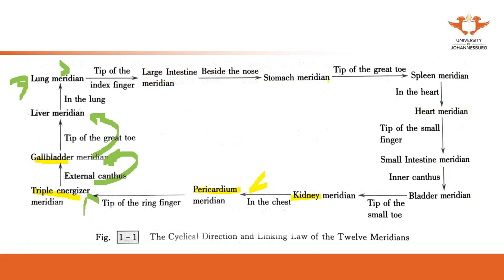So from here, you need to remember that the circulation of the meridians is in one circle. Although we have 12 meridians, they flow in one circle and there's no start, no end. It travels like in a circle.